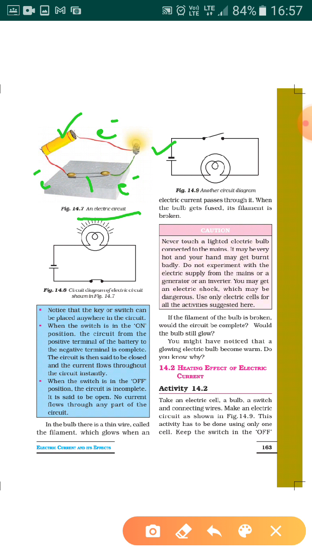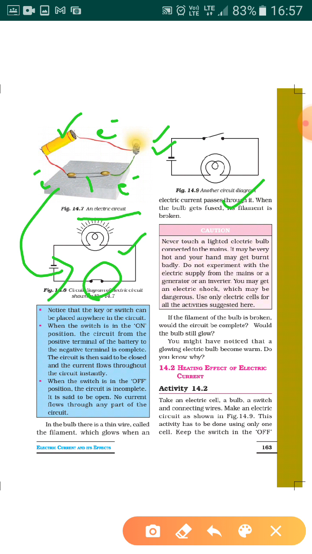You can see the same electric circuit can be shown with the help of symbols. Here you can see in place of bulb we have used the symbol, in place of cell we have used the symbol, and for switch also we have used the symbol. This is called circuit diagram. So for drawing circuit diagram you have to use symbols to make it easier.